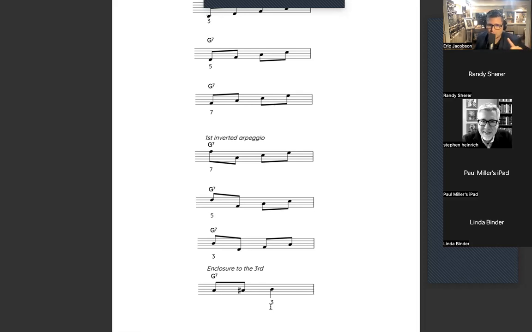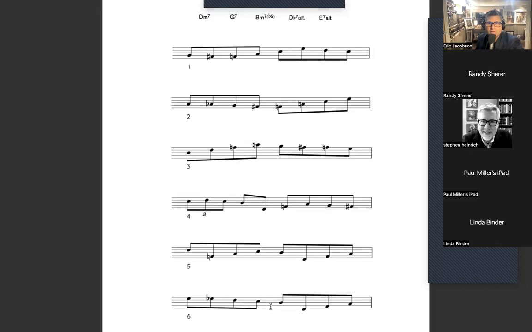Okay, remember, this does not mean that you have to only play it in this order, but it's a good way to practice this. So let me go to that. See if I can find that.